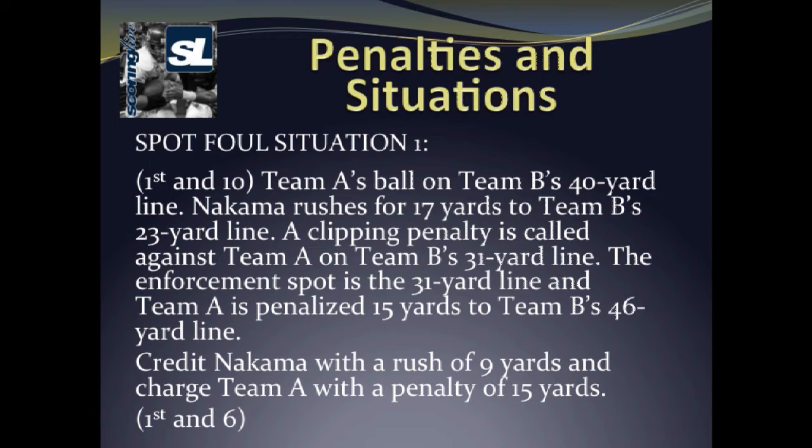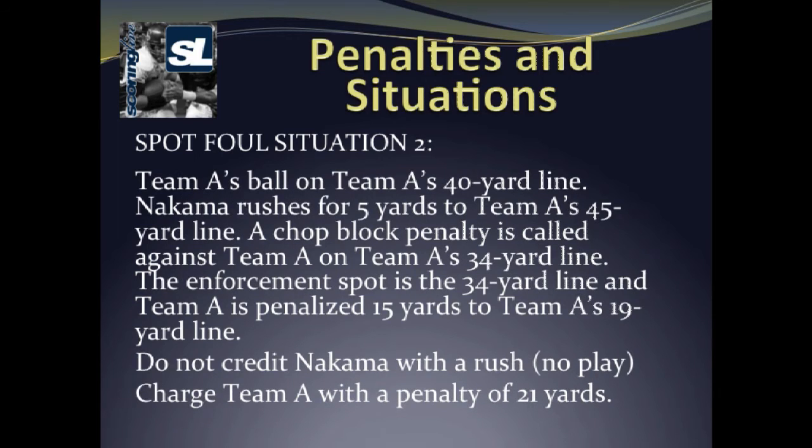Started on the 40. The penalty is spotted from the 31-yard line and goes back to the 46. So that should help you on that. Nakama will get a rush of 9 yards, because from the 40 to the 31. And then Team A is charged with a penalty of 15 yards to the 46. But as you notice, from the 40 to the 46, it's not a first down. He only gained 4 yards on that play. So they're going to repeat the down, so it'll be 1st and 6. Again, it's going to be weird because it doesn't look like first down again, but it's not 10 yards. This is the reason why you need to figure these things out.